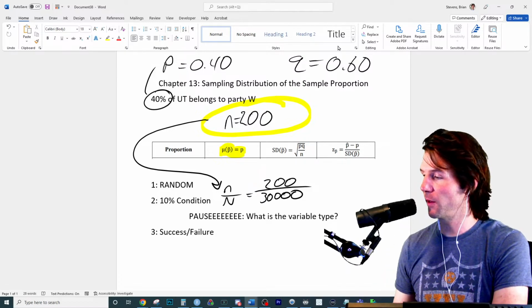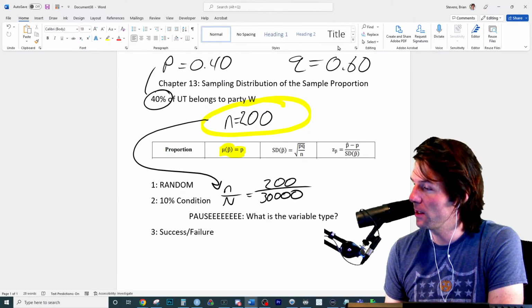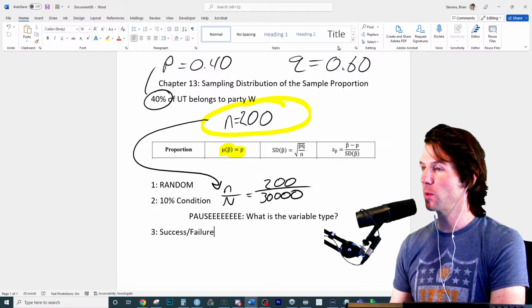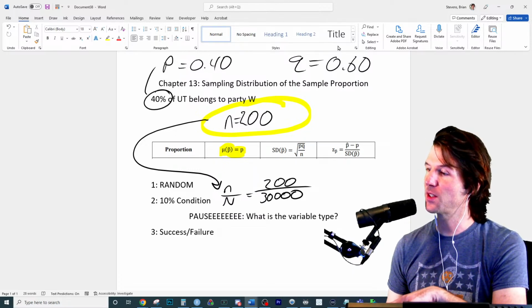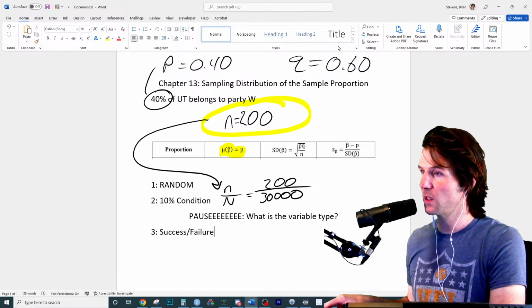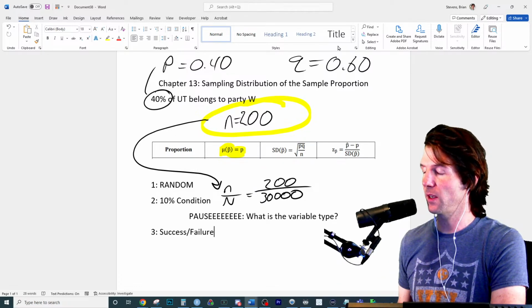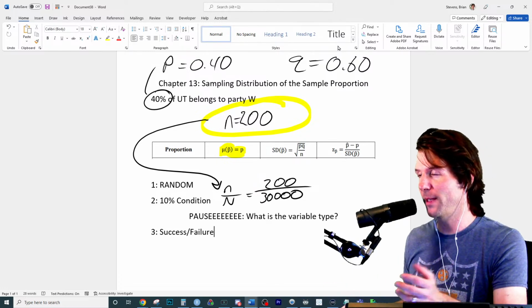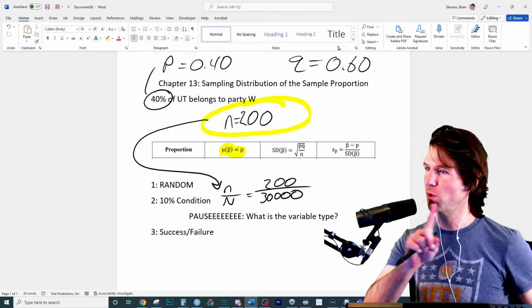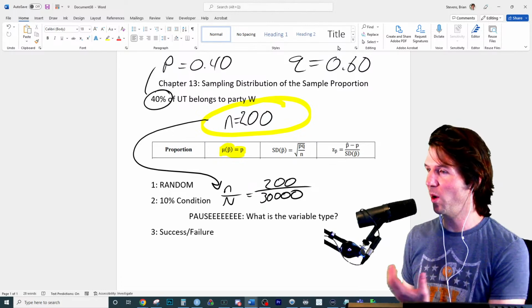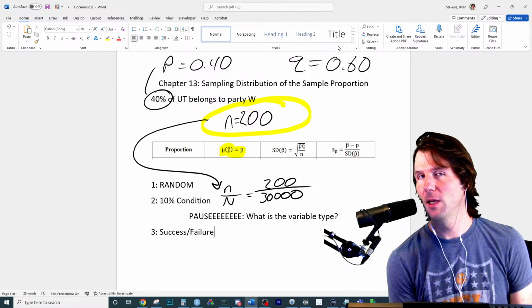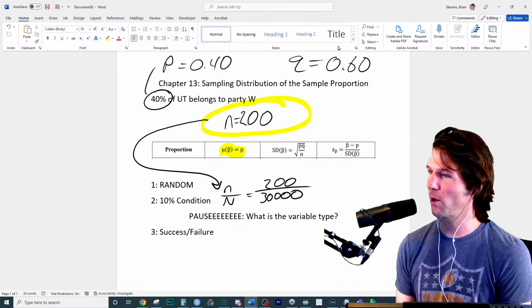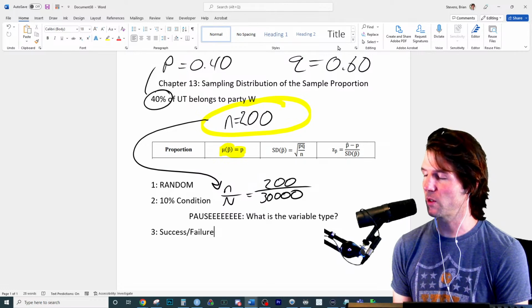And so is the success failure condition met? What is the variable that is categorical? Asking someone, are you part of W party, is going to be a categorical question. Categorical means it's groups, whereas quantitative means it's a numeric response, like what is your height, what is your weight, how much is your GPA. We should say how much for quantitative. We can't say how much is your party. We would say what party are you in, or are you a part of this group?